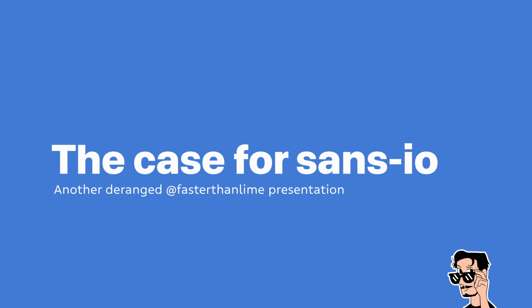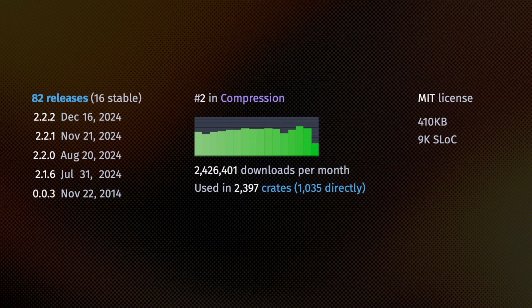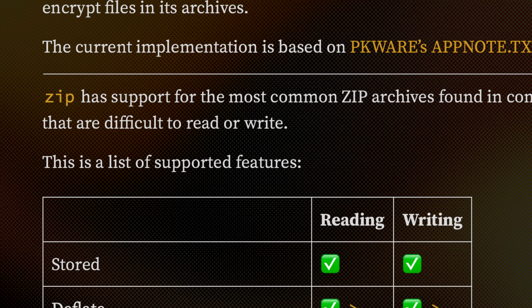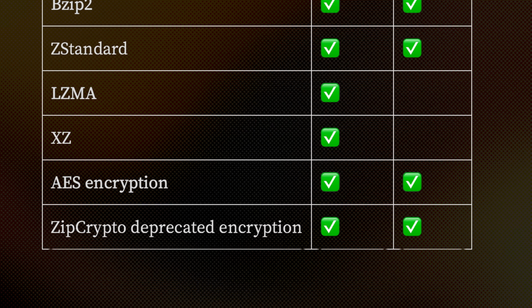Today we're going to talk about the case for sans-io. The most popular option to decompress zip files from the Rust programming language is a crate simply named zip. At the time of this recording, it has 48 million downloads. It's fully featured, supporting various compression methods, encryption, and even supports writing zip files. However, that is not the crate that everyone uses to read zip files.